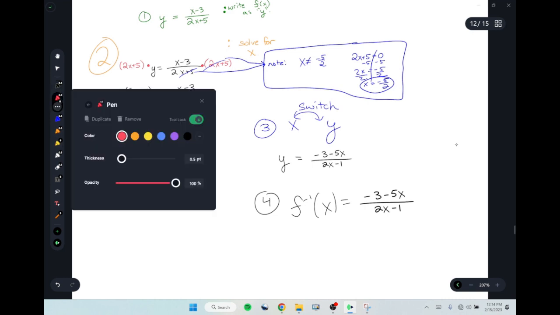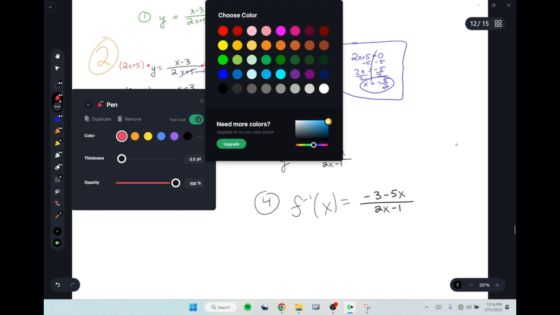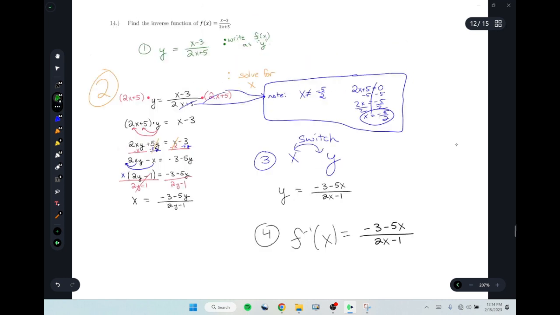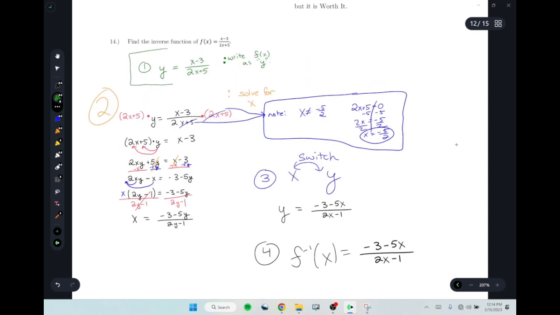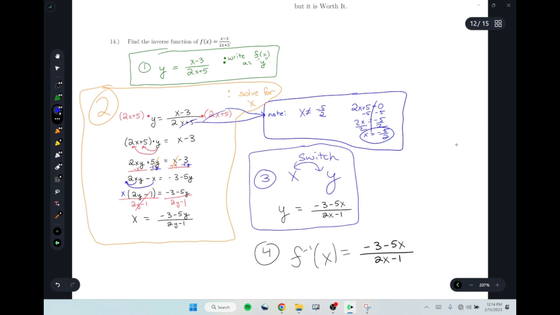Okay. I know it's ugly. I'm not trying to pretend like that's the easiest type of problem we have on this test. There are the steps in their order.